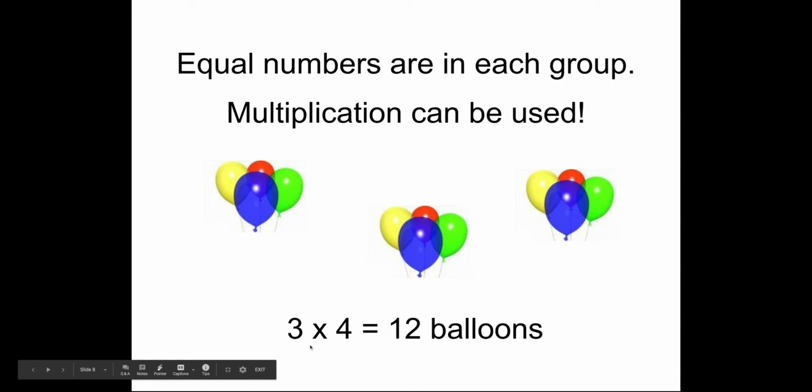So look at my equation. Look at it closely. I have 3 groups. 1, 2, 3. And how many are in each group? 4. 1, 2, 3, 4. That's a total of 12 balloons. 4, 8, 12. 12 balloons in all.